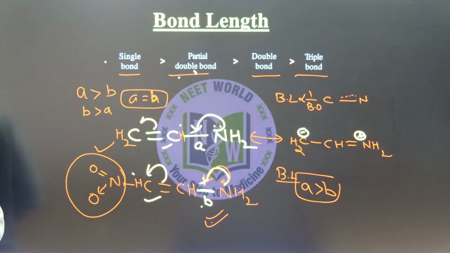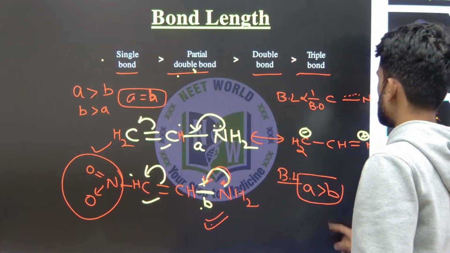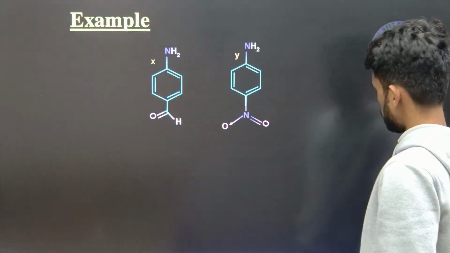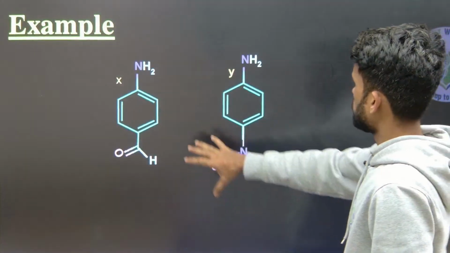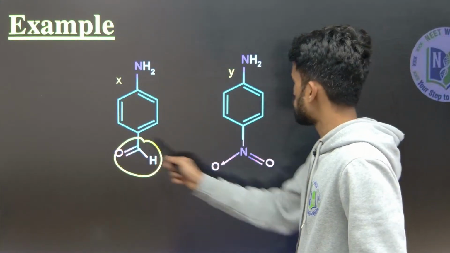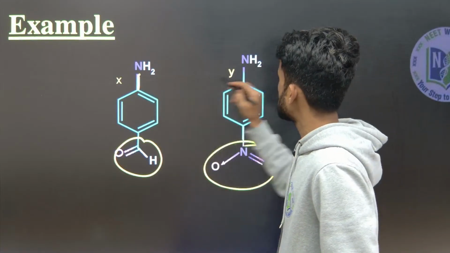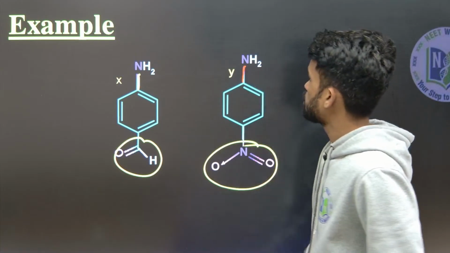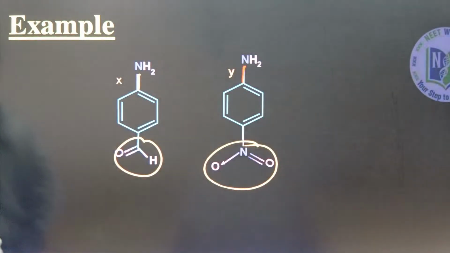Hope the discussion of this topic is clear. Now just tell me what will be your answer for this particular question. Here they are giving two compounds, this aniline with an aldehydic functional group and here a nitro group as a functional group. They are calling this bond length X, this one Y. What is the relation between X and Y? Which is more, which is less? How can you answer that? Tell me. Again, it is very simple.